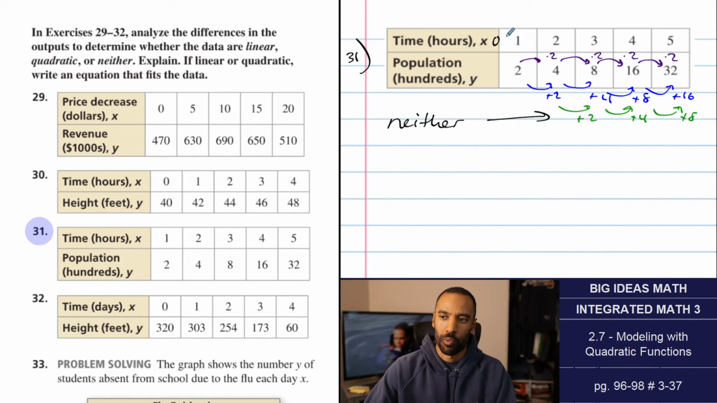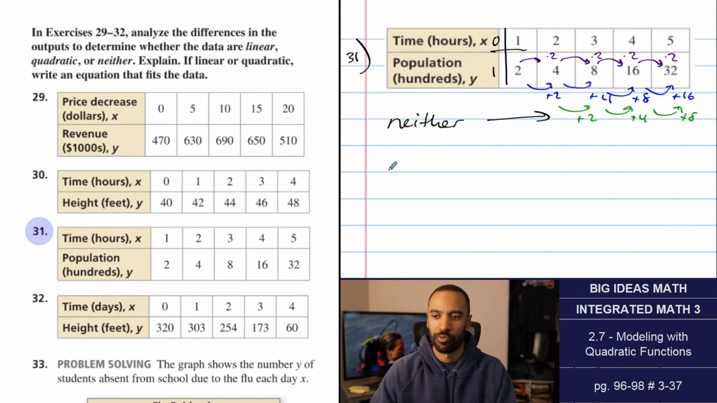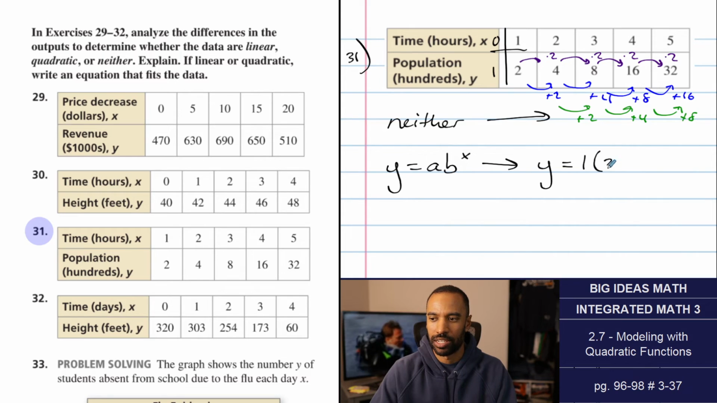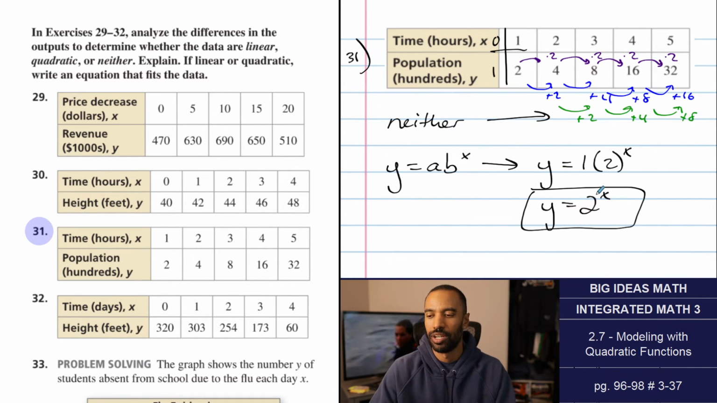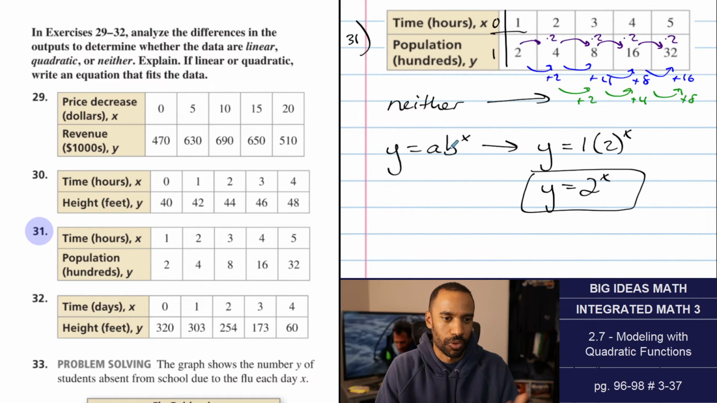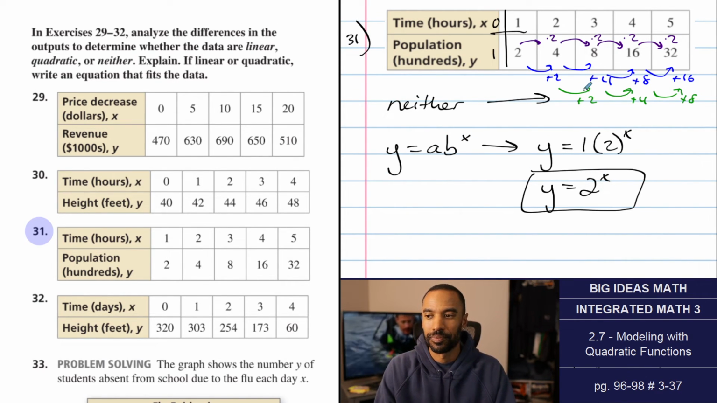When it comes to these, you'd also want a y-intercept. The y-intercept here is when x is 0, so 1 times 2 would give you that. So with a y-intercept of 1, this is all about your y equals ab to the x form. I know they don't necessitate this equation, but that's y equals 1 times 2 to the x power, or y equals 2 to the x power is basically that answer. So I know they're not asking for it, but that is it.